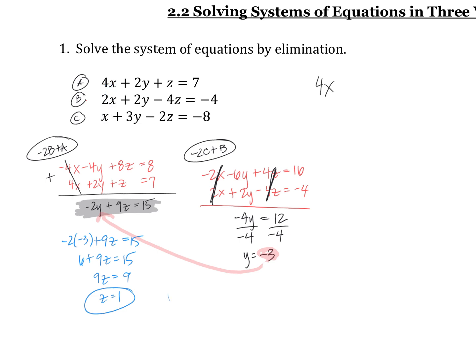So I'm going to say 4X. What would I do for 2Y? You plug in Y. Great. My Y is -3. What am I going to do for my Z? Z is 1. Yeah, equals 7. So we got 4X minus 6 plus 1 is 7. 4X minus 5 is 7. We get 4X is 12. Is X 3?